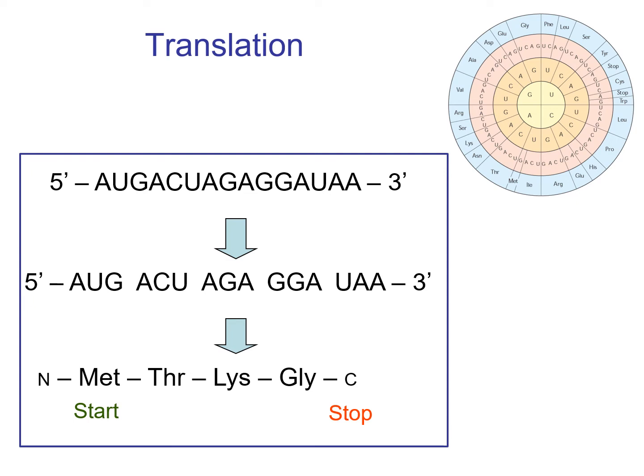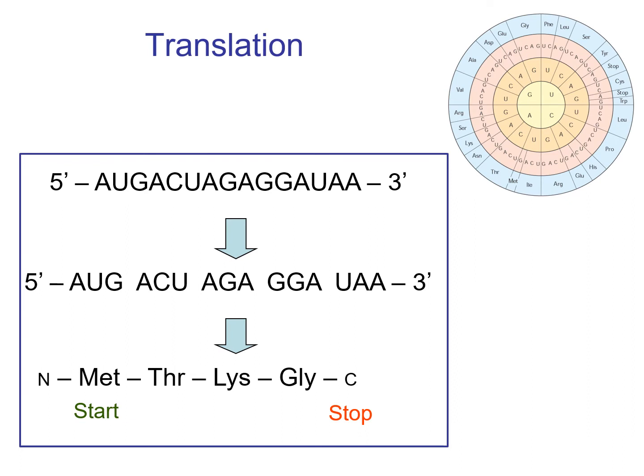Remember that the start codon AUG codes for methionine. That's the first amino acid in every protein. Quite often the cell doesn't want that to be the case, so quite often it's cut off later, but it always starts out as methionine. And then the stop codon is a codon that doesn't actually code for an amino acid. It just tells the ribosome to basically fall off the messenger RNA.